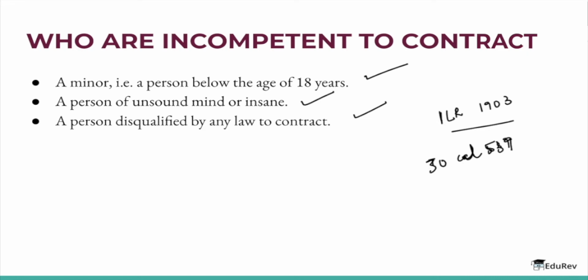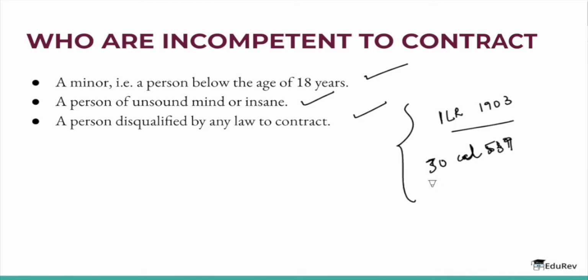Now, a minor mortgaged his house in favor of a money lender and received a certain amount from him. The council held that the money lender is not entitled to get back the money which was advanced to whom? A minor. This is because only a person capable of entering into an agreement can make what? A contract. So, this is a very, very famous case.